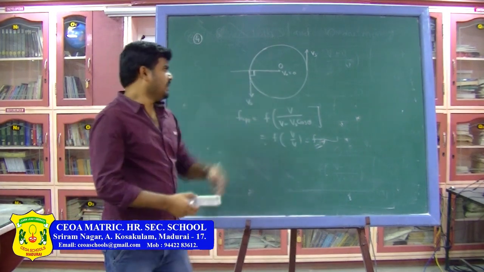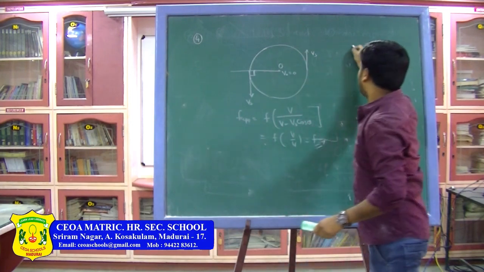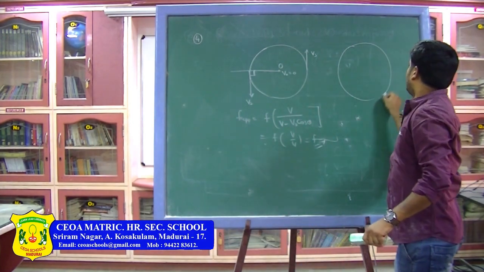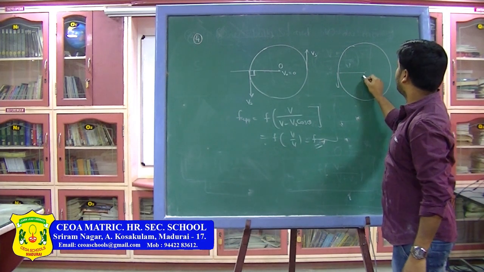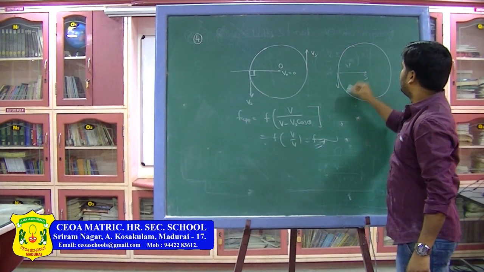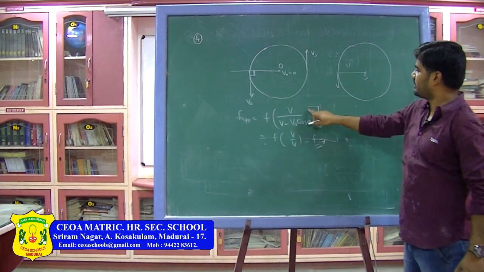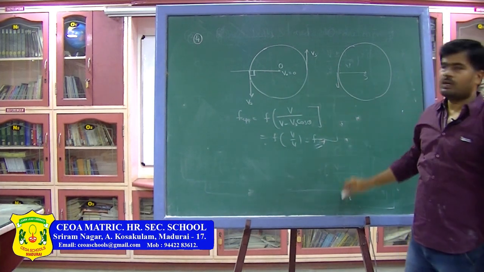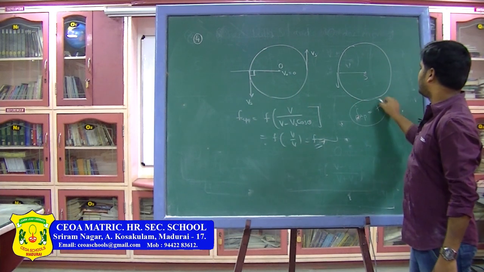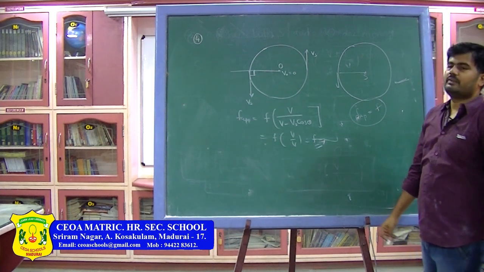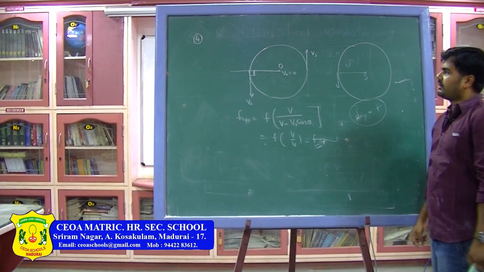Similarly, if the observer is moving in a circular path and the source is at rest at the center, then in this case also theta is 90. So, there will be no Doppler effect, that means the apparent frequency is equal to the actual frequency. So, remember these two cases where there is no Doppler effect.